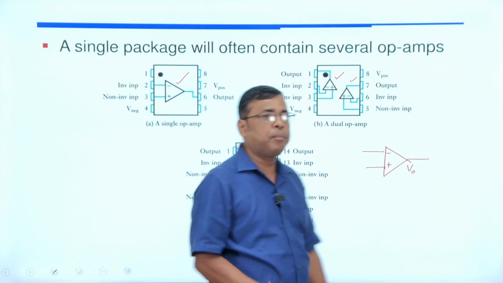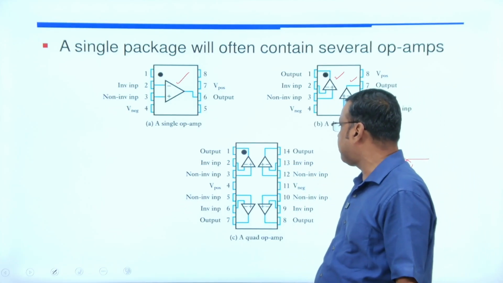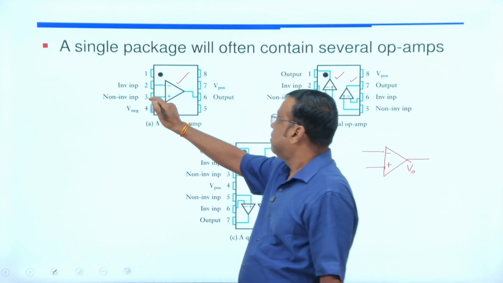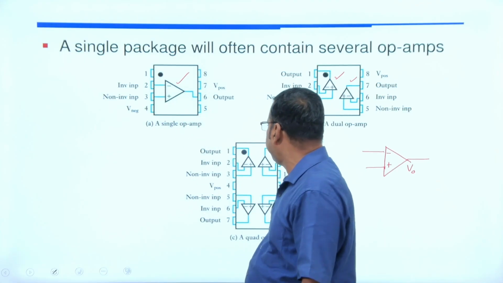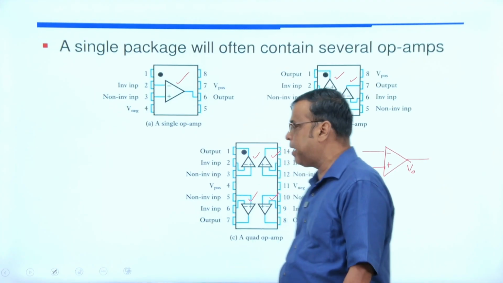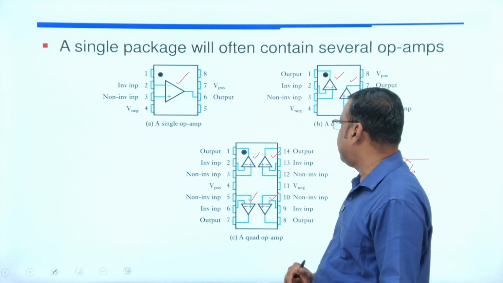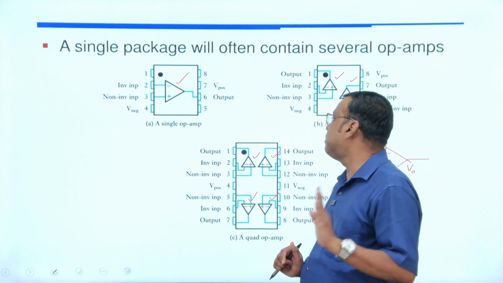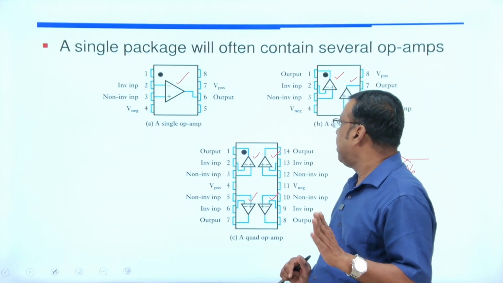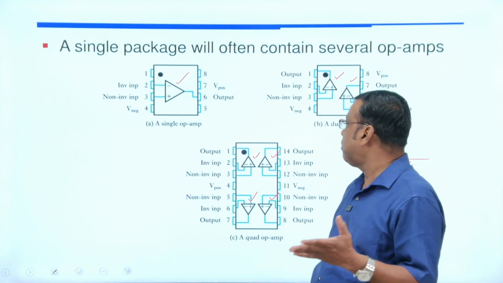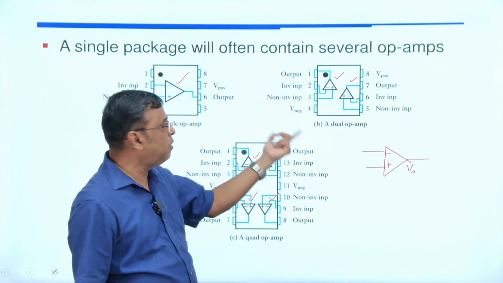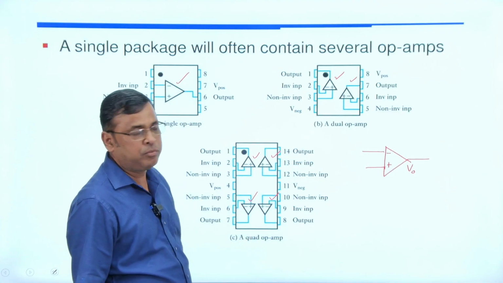Similarly here, it is a quad operational amplifier. In a quad operational amplifier, there are 4 operational amplifiers in a single IC. Each has its inverting, non-inverting and output pins, and this is your 1, this is your 2, this is your 3, and this is your 4. You don't need to remember all of this, which pin is input and which is output. As far as your function is concerned, it is your choice how you use the operational amplifier: maybe single op amp, dual op amp, or quad op amp, which means 4 operational amplifiers.